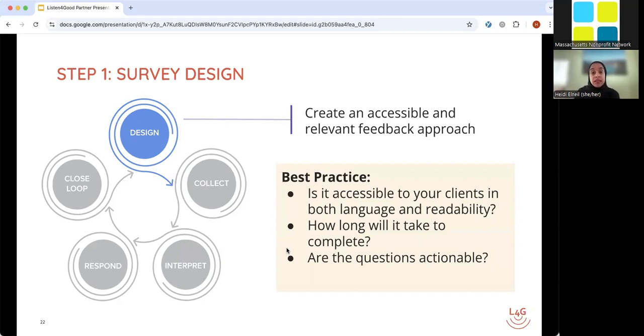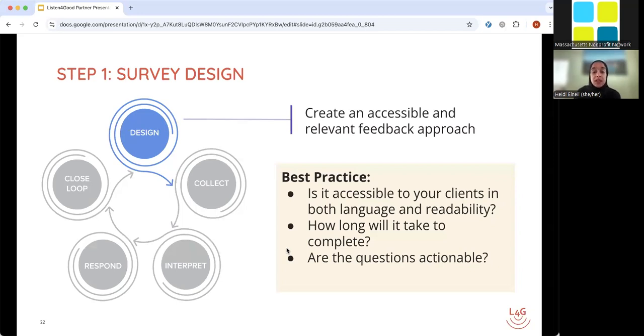But for example, Listen4Good also has a simplified survey. So how do we make sure that the language makes sense? We think about the community that we serve and make sure the language makes sense to who we're serving. Also really crucial is how long does it take to complete?